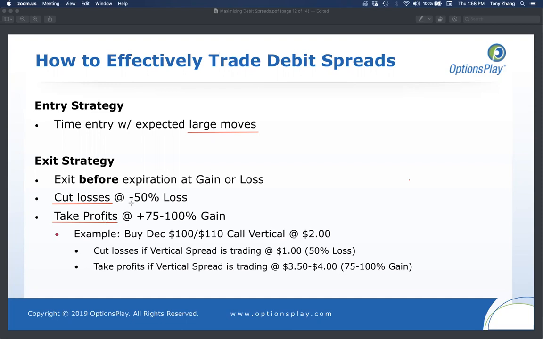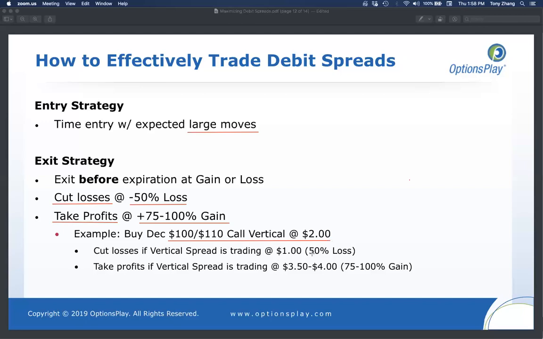So cutting losses at 50% loss, taking profits, at least partial profits, at 75 to 100% gain. So what that means is that if you buy a debit spread, let's say you buy a 100 by 110 call vertical, let's say you paid $2 for that call vertical. What that means is that if you bought something for $2 and it's now trading at $1, which is a 50% loss, it's time to cut your losses and move on.